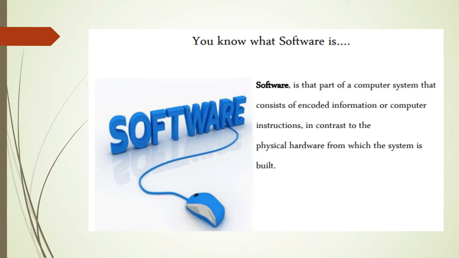Do you know what software is? Everyone already knows. Software is the part of a computer system that consists of encoded information or computer instructions, in contrast to the physical hardware from which the system is built. So software is a part of a computer system that consists of computer instructions.